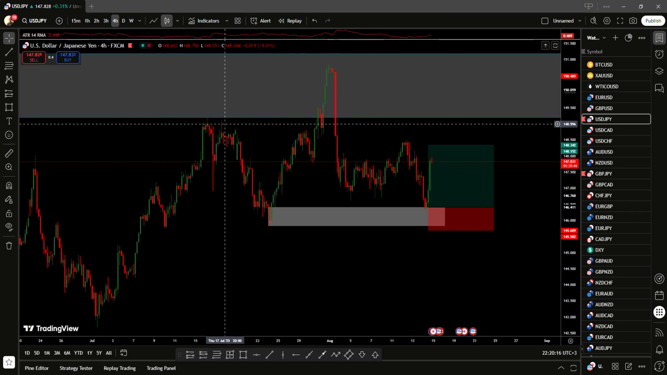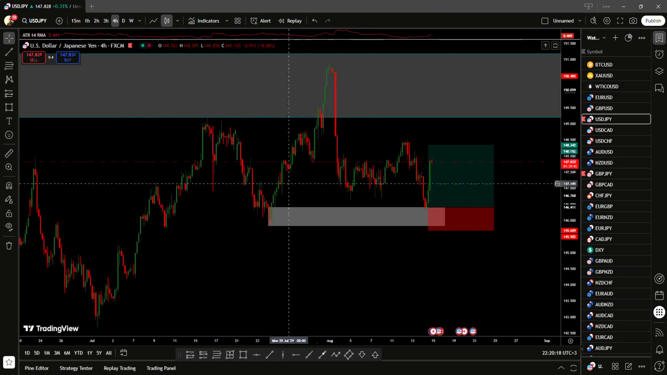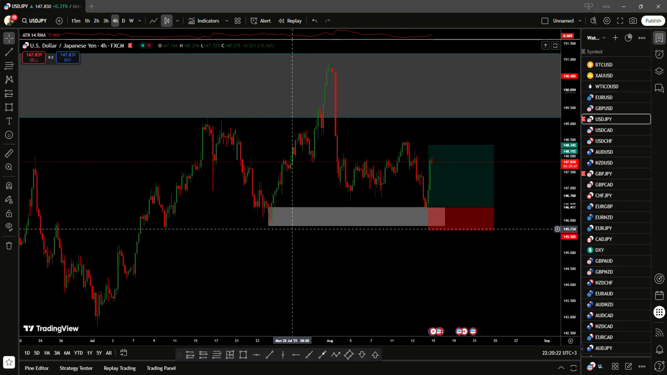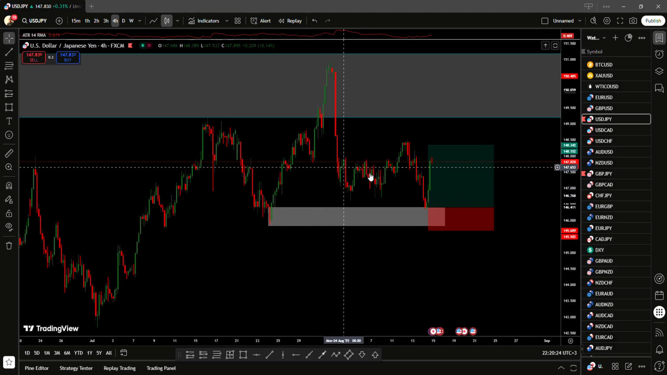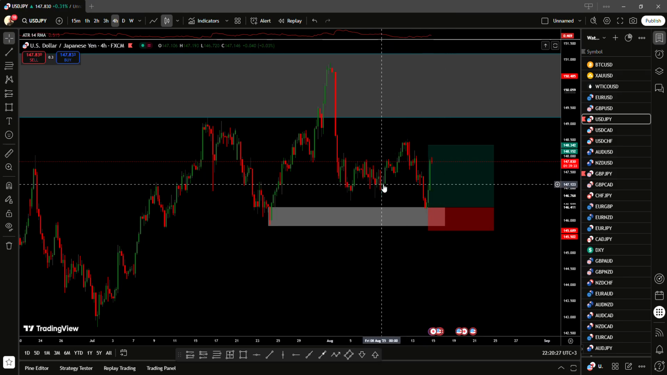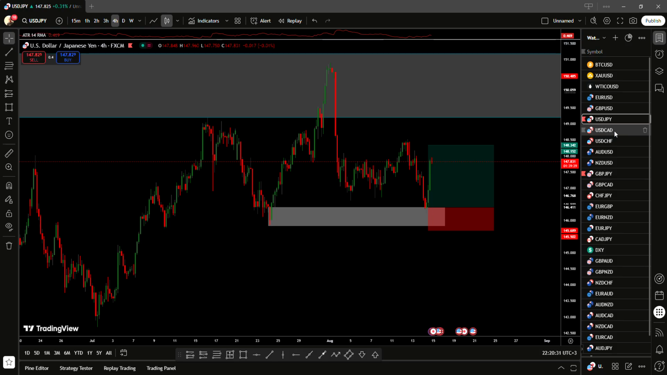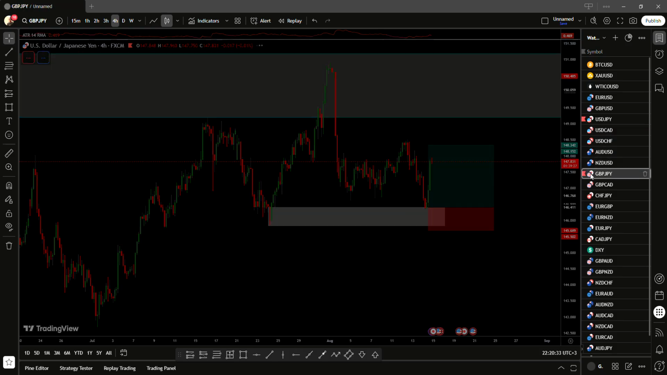So it broke this high, but it was not clear. And there's also liquidity down here, but it was not one that I'll take because the move is not as clean as it should be. So that is it. Let's go to GBP JPY.